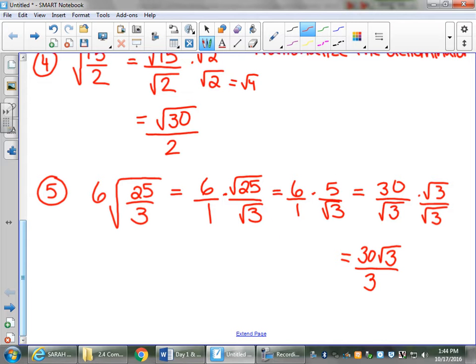Anytime you multiply a radical by itself, essentially the radicals cancel out and you're just left with a number that is underneath, which is called the radicand. I can do the 30 divided by 3 because they both do not have a radical, to get a final answer of 10 radical 3.